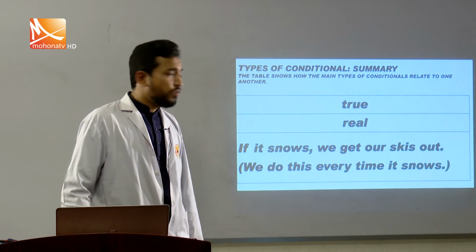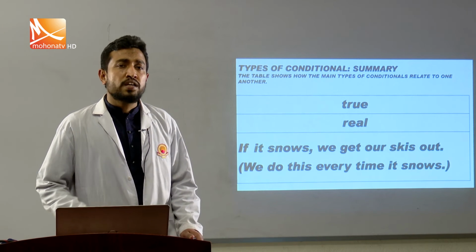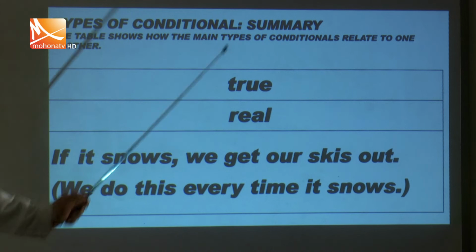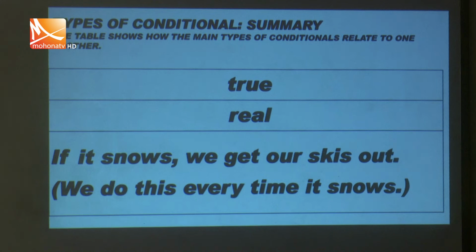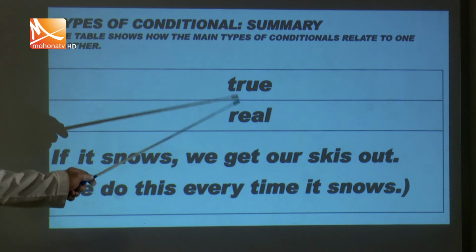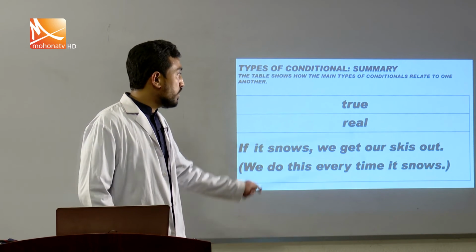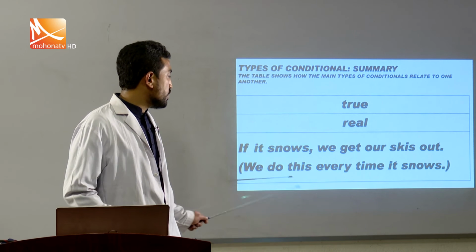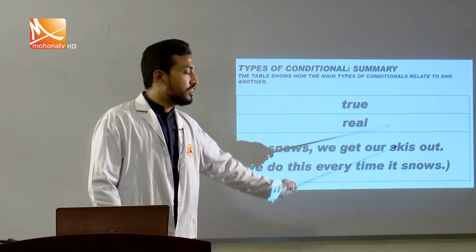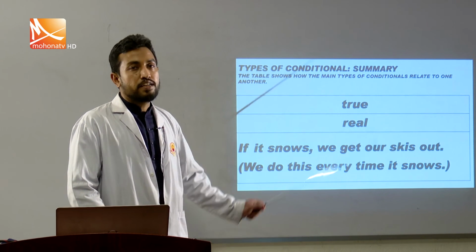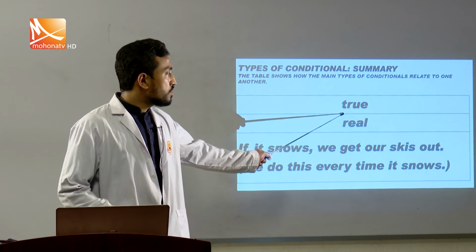Then, if we just summarize the classes or the rules, what we have already discussed, then we can summarize the types of conditionals. First, the true or real. When we are going to use conditional, what will be the sense through which we are going to use it, conditional, true or real? Look at the example. If it snows, we get our skis out. So whenever it snows, we are going to do it. So it is true for us. It is a real situation. We do this every time it snows. So whenever it snows, we are going to do this kind of activity. This is called true conditional or real conditional.